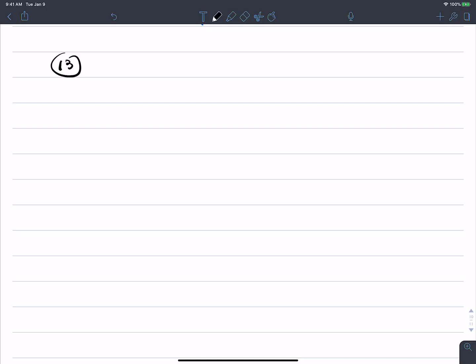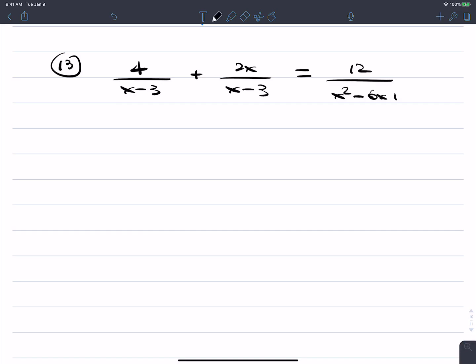What number is this? 4, 13. We're at number what? All right, it's just starting to get interesting. All right, what's number 13? 4 over x minus 3, plus 2x over x minus 3. What does that equal? 12 over x squared minus 6x plus 9. I see. Okay, you guys, we're almost there. Look at this.